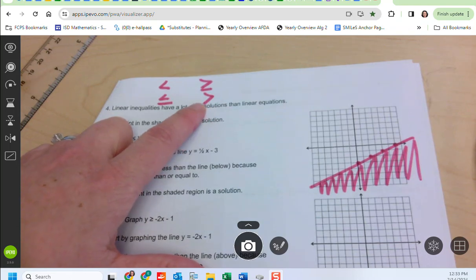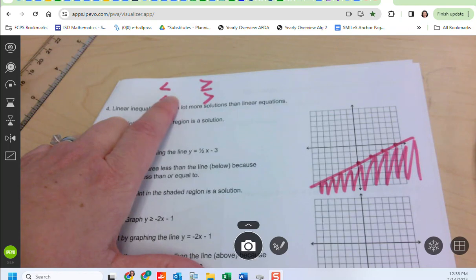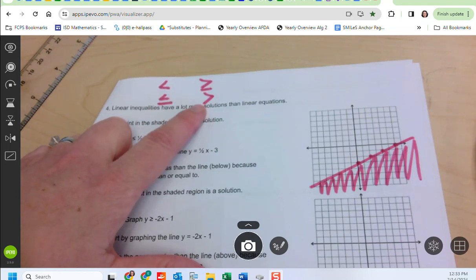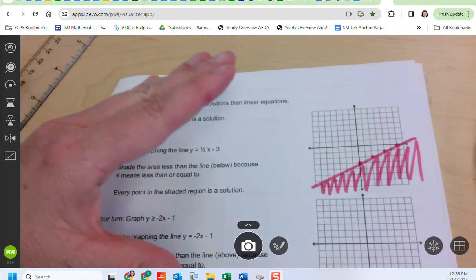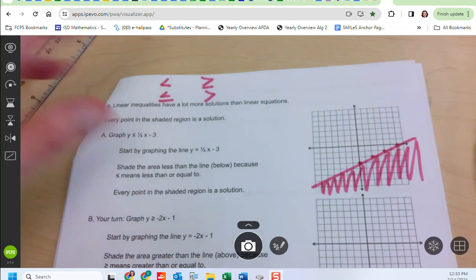Does anybody have a different way they remember which one's less than? No? All right, well, if you have one, be sure to share with your neighbors. But for me, I just like to remember that the less than looks like an L.